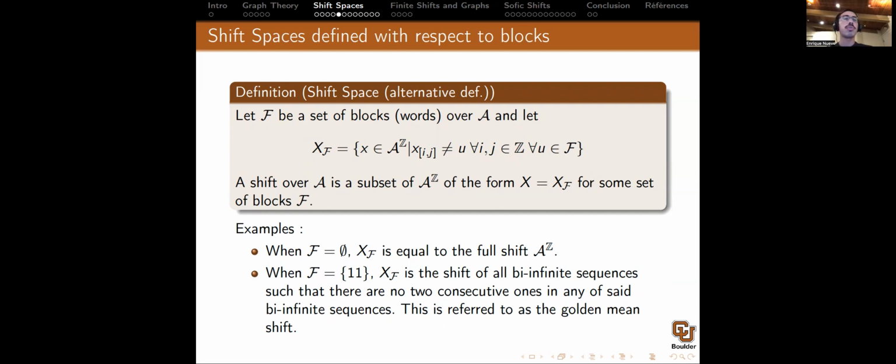Let's say the set of forbidden blocks is the empty set. Well, then the shift space is equal to the full shift because we're not restricting anything. Let's say our set of forbidden blocks is the string 1, 1. Then the shift space that corresponds to it is all bi-infinite sequences such that no 2 consecutive ones are present. This is referred to as the golden mean shift. We're going to assume our alphabet is 0 and 1. So you would have something like 1, 0, 1, 0, 1, 0, 0, 0, 1, 0, 0, 1, but never will you see 2 ones in a row on these bi-infinite sequences.